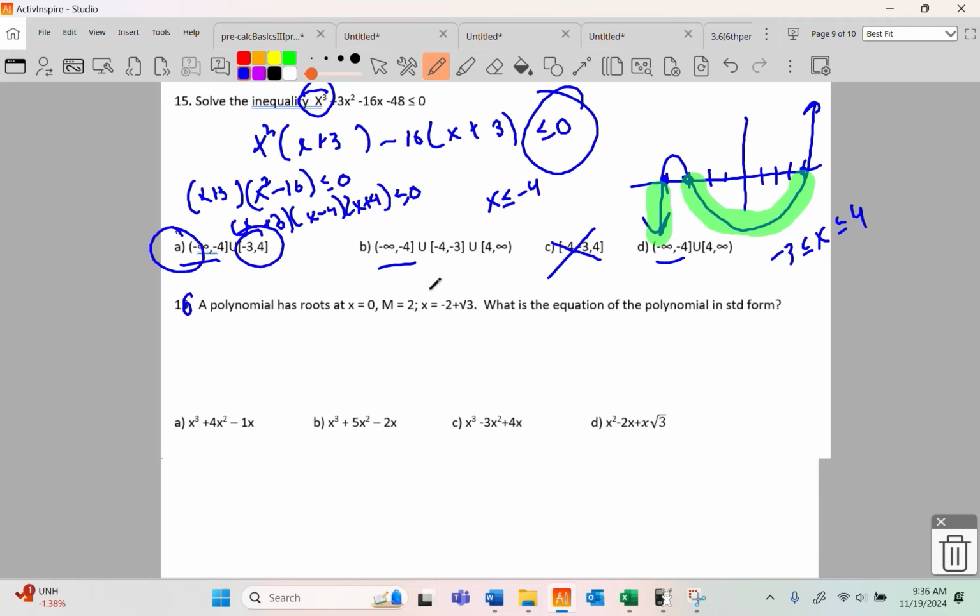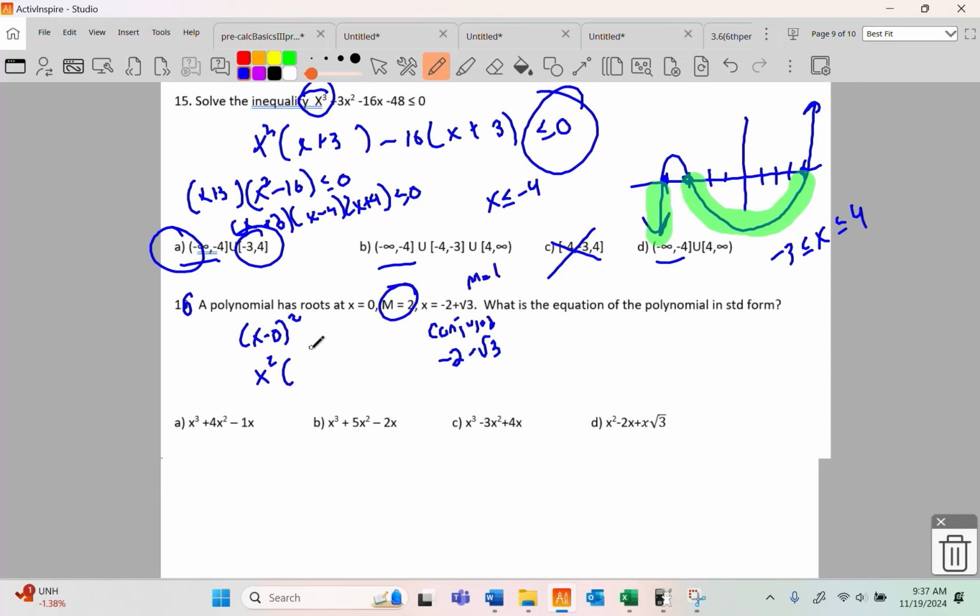So choice A. Polynomial has roots at x equals 0, multiplicity of 2, and x equals negative 2 plus root 3. What is the equation of the polynomial in standard form? So remember your conjugate theorem. We also have negative 2 minus root 3. So this guy has a multiplicity of 2. Again, I'm going to write x minus 0 squared, which just reduces to x squared. And then I'm going to do the things I've talked about. It should say multiplicity is 1.